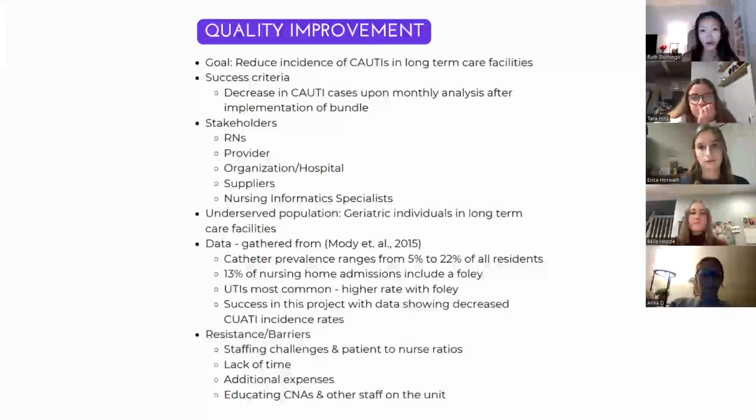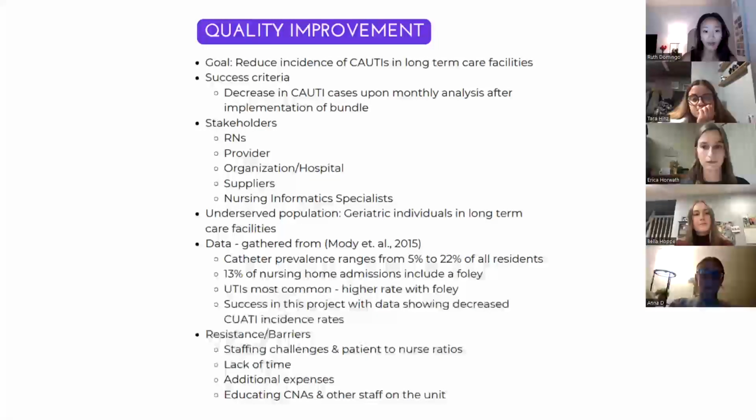We said our underserved population is the individuals in long-term care facilities, the geriatric individuals. And some data that show that this quality improvement study should be done is that catheter prevalence in nursing home residents ranges from 5 to 22% of all residents, which is a pretty big chunk of that population. 13% of admissions into nursing homes are patients who already have a Foley, so we need to make sure that indication is up to date and to make sure maintenance is being done.